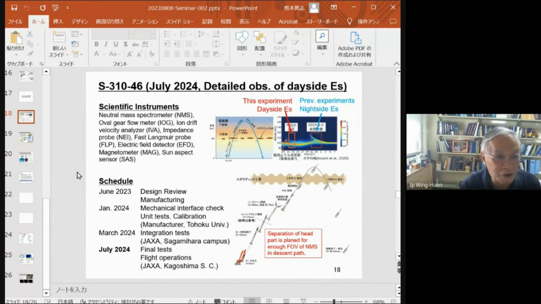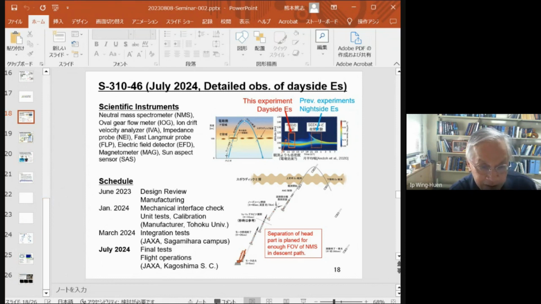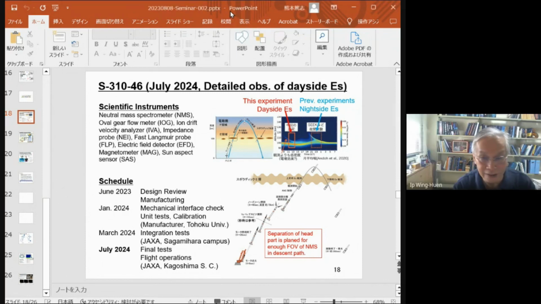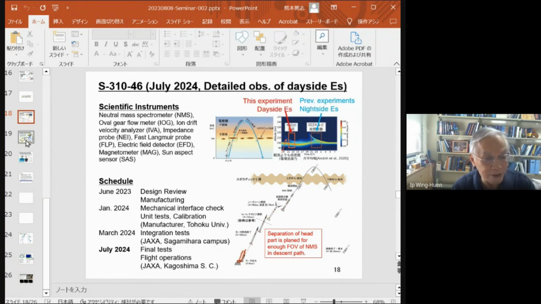Do you know who built this mass spectrometer? Tohoku or somebody else? Oh, in ISAS. Saito-san is doing the mass spectrometer. I know the neutral mass spectrometer. Okay, you can contact them, but I am very much afraid that their instrument might fail. Very difficult.